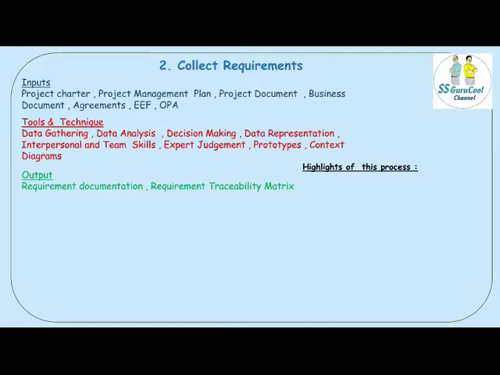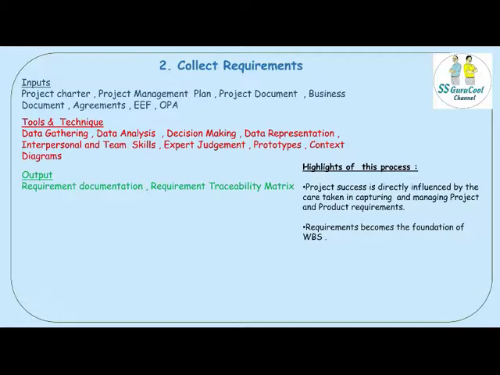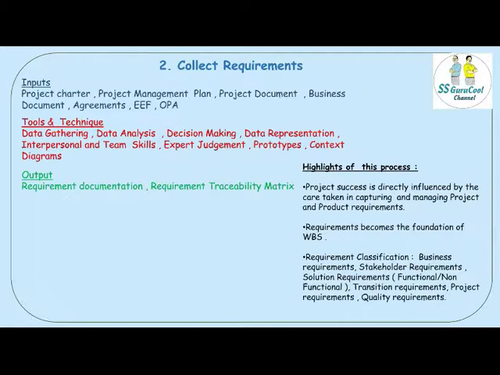Some of the highlights of this process. Project success is directly influenced by the care taken in capturing and managing the project and product requirements. The requirements become the foundation of the work breakdown structure. Now this is a very important point: scope is not the foundation of the work breakdown structure, but requirements are. Requirements can be classified into various types: business requirements, solution requirements, which are functional or non-functional, transition requirements, project requirements, quality requirements, etc.